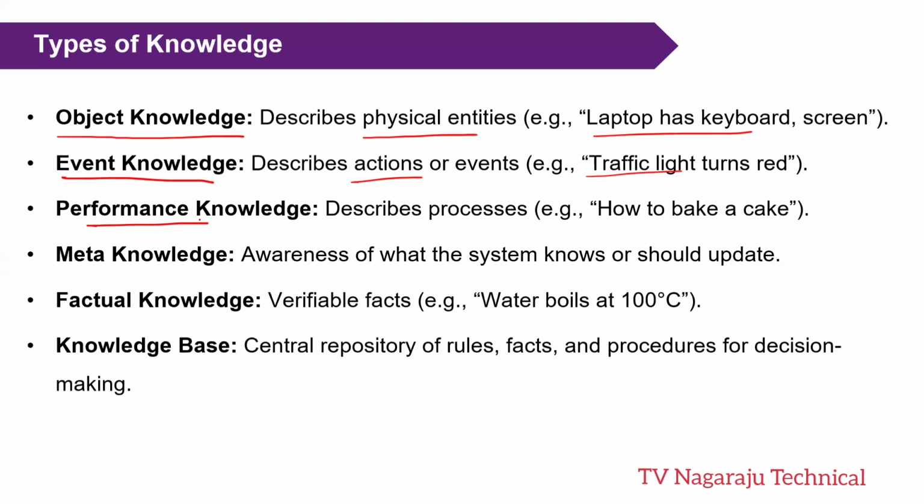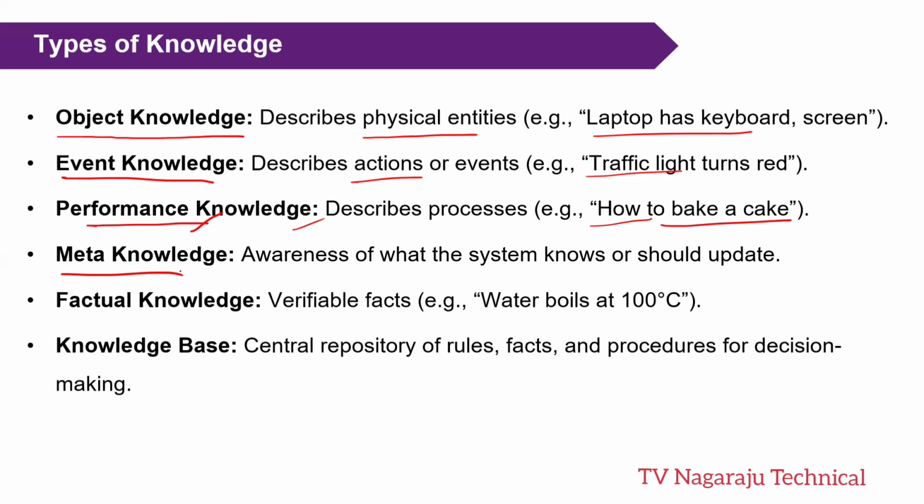Now, performance knowledge. Performance knowledge means how we do a task. For example, how do we bake a cake? How do we troubleshoot a machine? Based on this performance knowledge, AI systems become efficient at performing and accomplishing the task.